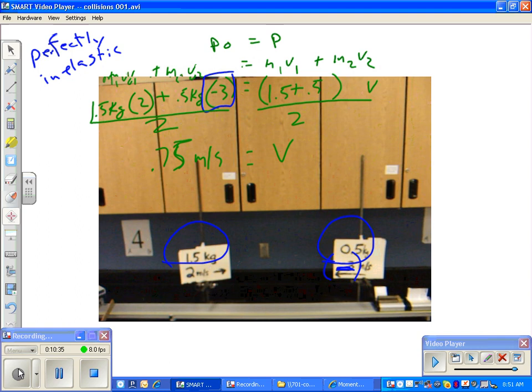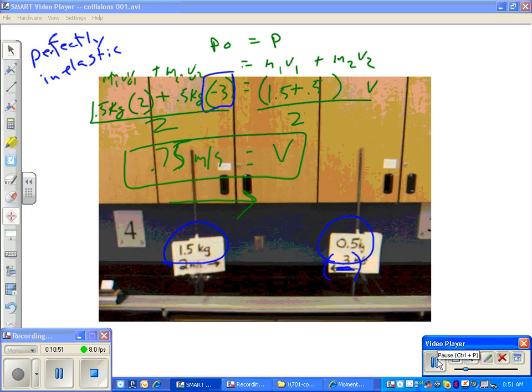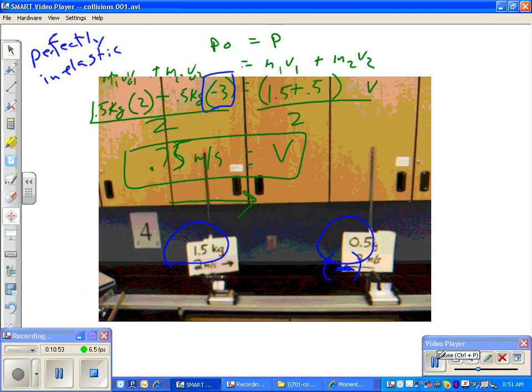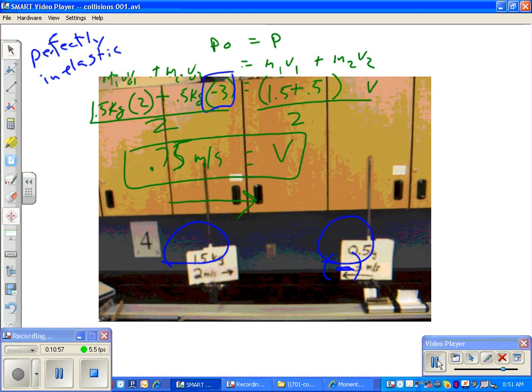Is it positive? Okay, so it should be a positive sign, which in this case means it must be going this way. Let's just check that collision again and see if that's the case. And it is the case. Okay, and that's a valid number. Okay, good. So let's look at another one.